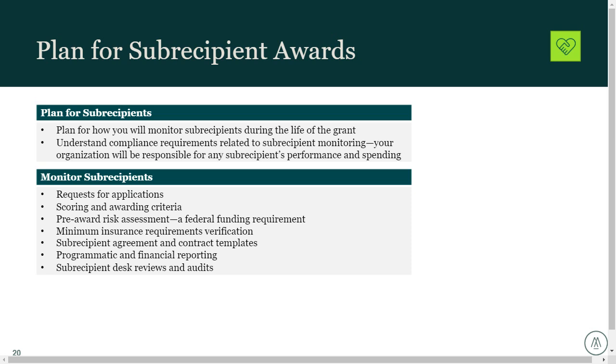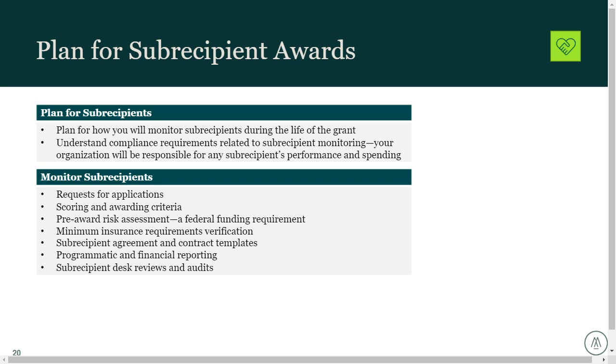Planning for those subrecipient awards. So again, like we talked about in the policy and procedure section, plan for how you'll monitor those subrecipients during the life of your grant and their grant. Understand the compliance requirements that those subrecipients need to be adhering to, because it is your responsibility as the administrative organization to make sure that they're using the funds allowably also. And then that monitoring process.